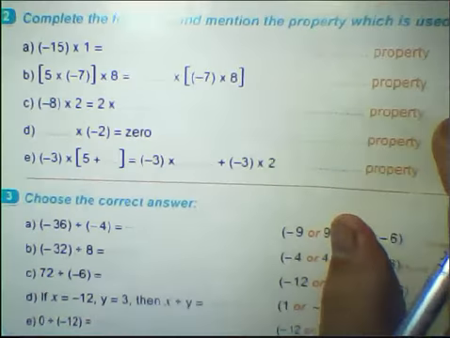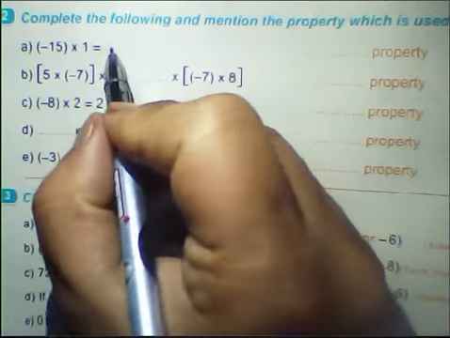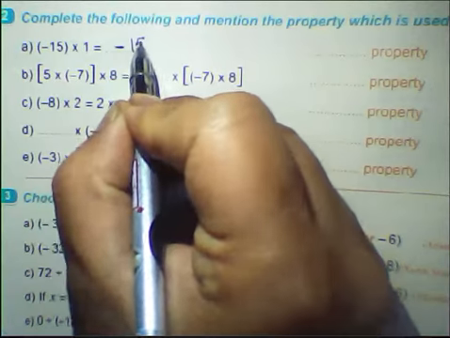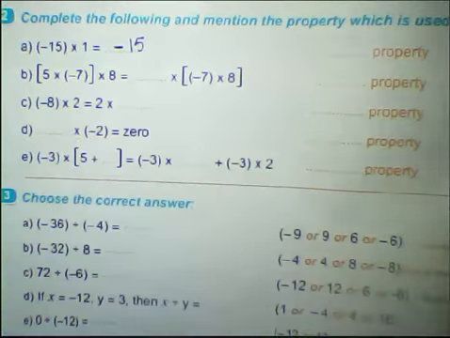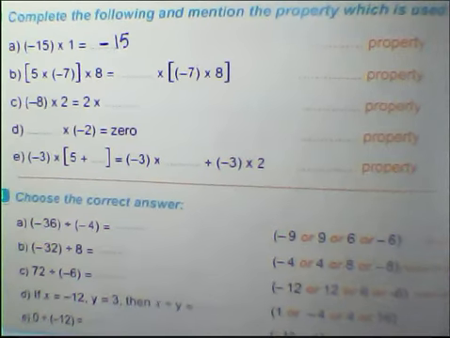Letter A. Negative 15 multiply 1 equal negative 15. Identity of multiplication.